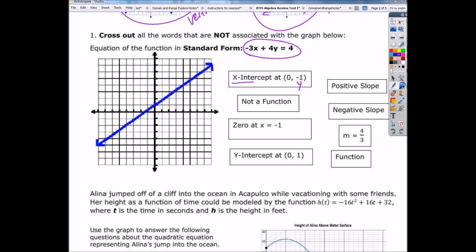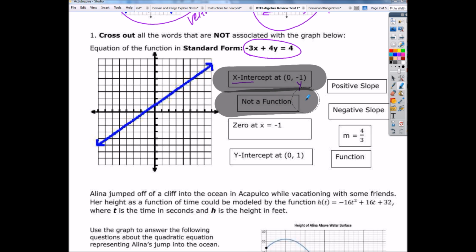Let me just do a highlighter. That is wrong. You cannot do that. This says it's not a function, but if I do my vertical line test, 1, 1, 1, 1, 1. Anytime I do a vertical line test, it only touches once, so it is a function. So I'm going to back that up and go ahead and highlight this.